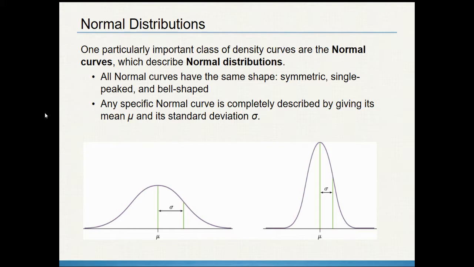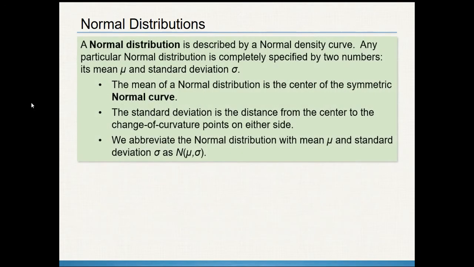They're symmetric. Notice both of these curves here are symmetric. They're also bell-shaped. Now, they're a little bit different. Obviously, the one on the right has a taller peak than the one on the left. They also have to have a single peak, not two peaks. Okay, one peak.